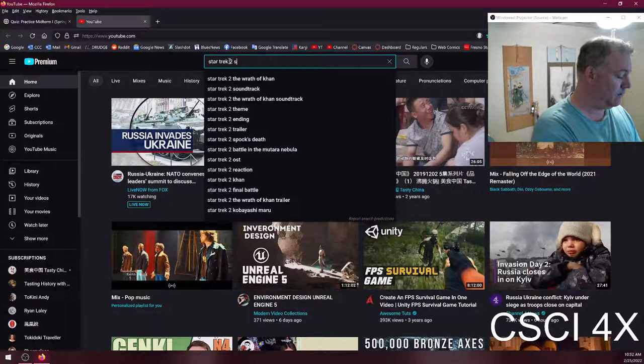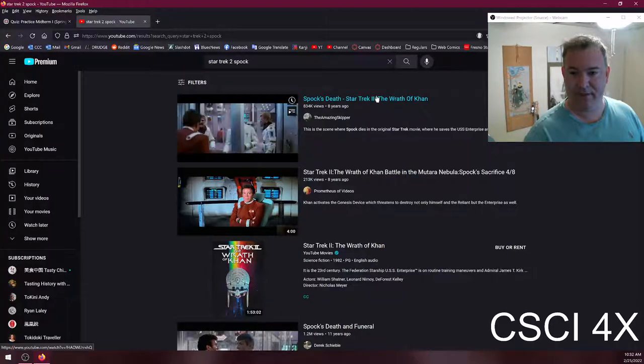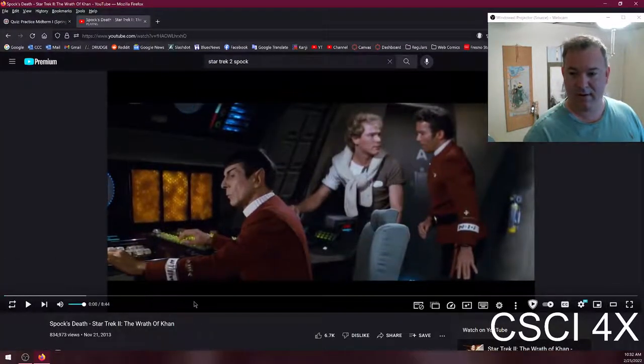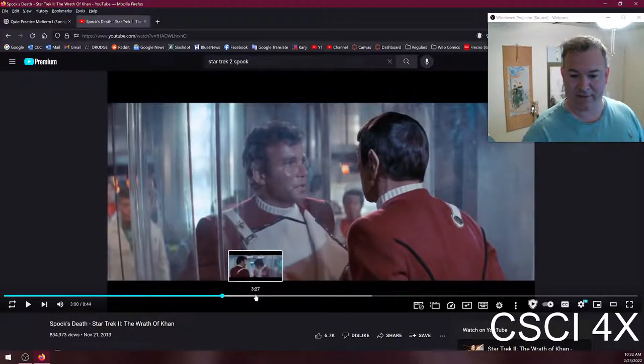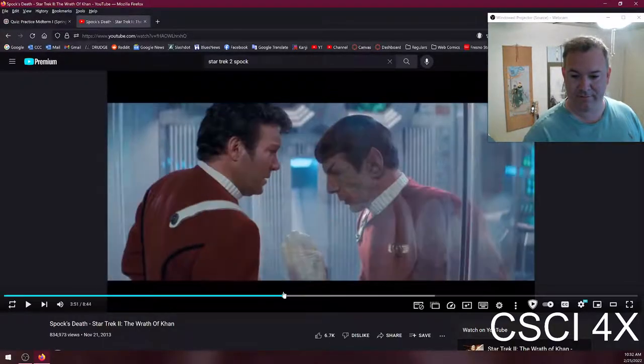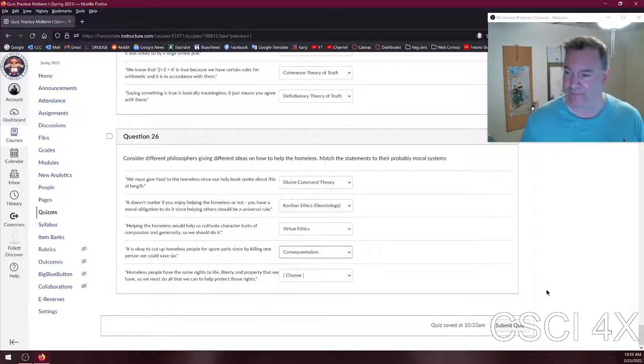So basically, at the end of Star Trek II, Spock sacrifices his life to save the lives of everybody on the Enterprise. And he says, the needs of the many outweigh the needs of the few, right? It's a utilitarian perspective, right? So he gladly sacrificed his life in order to save the lives of everybody on the Enterprise.